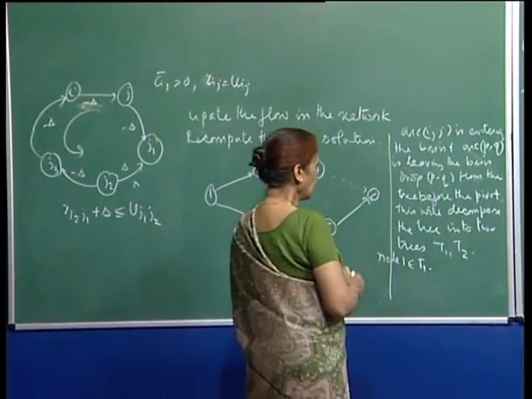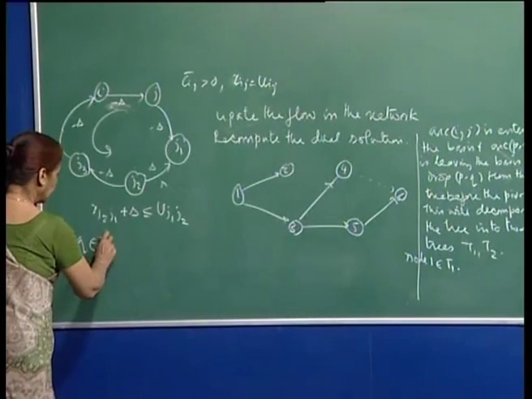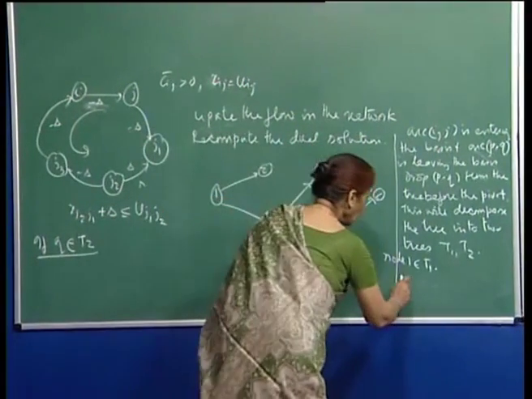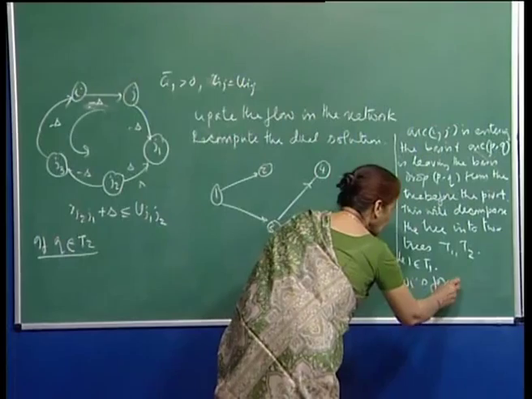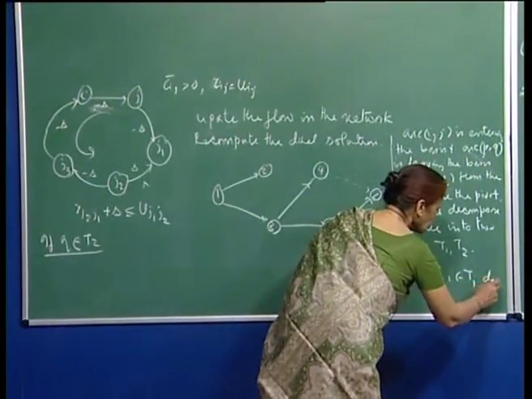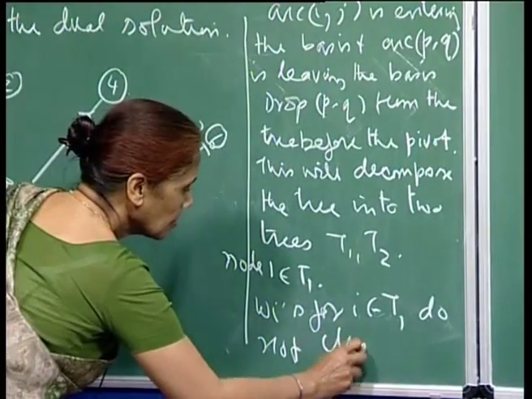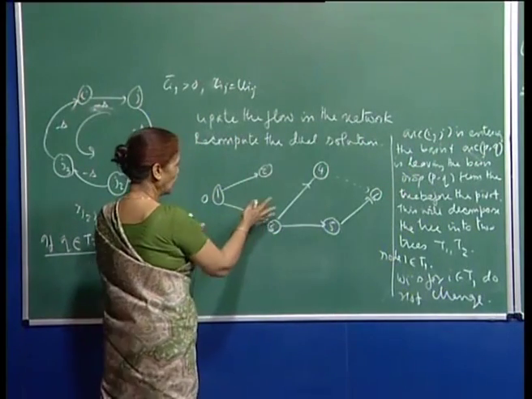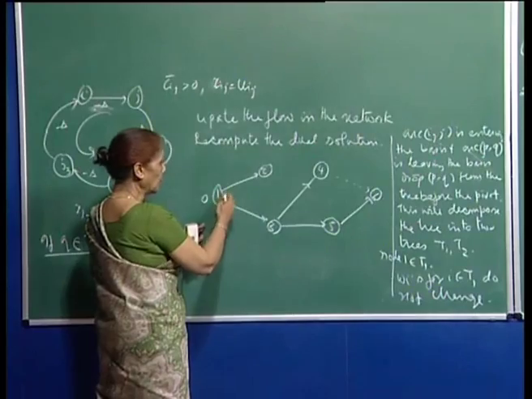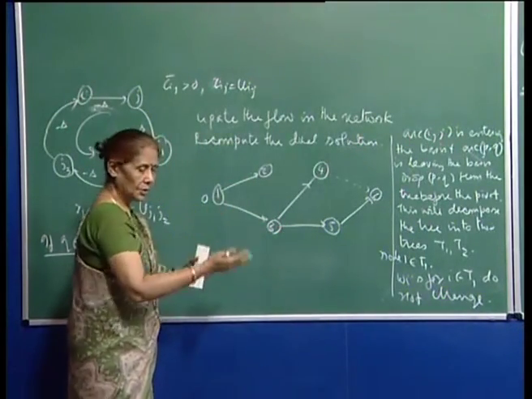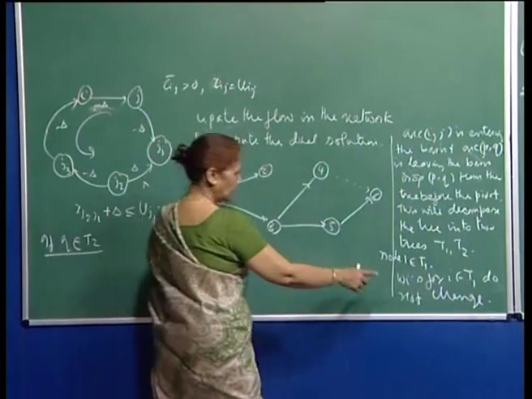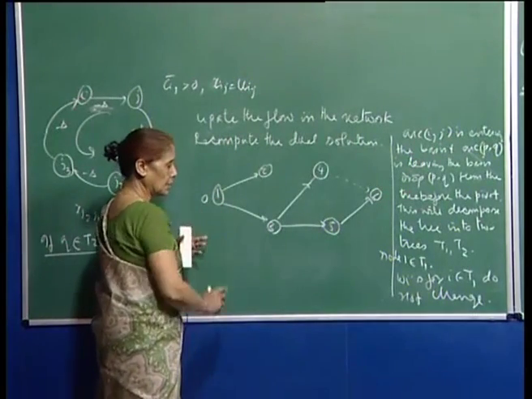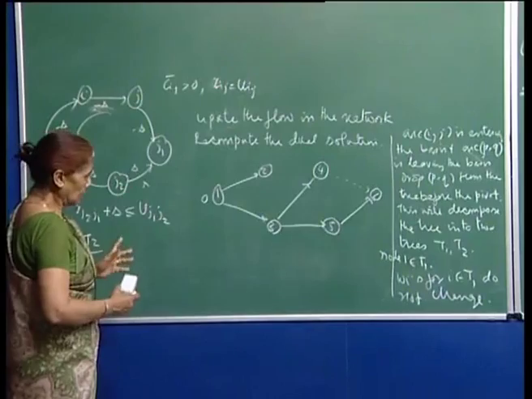So now you have 2 cases, Q belongs to T2. But before I say that, the Wi's for i belonging to T1 do not change. Why? Because this remains 0. Since all these arcs in T1 are connected to node 1, your dual equations remain intact, and so these dual variables will not change. The Wi's for i belonging to T1 do not change, because the value of the dual variable corresponding to the root node does not change, right.